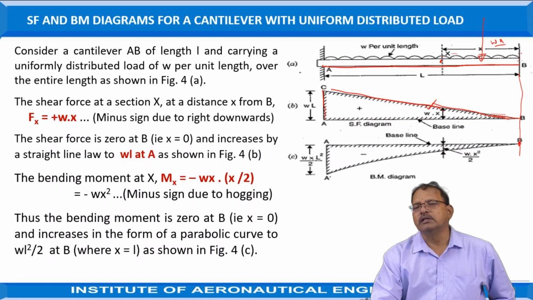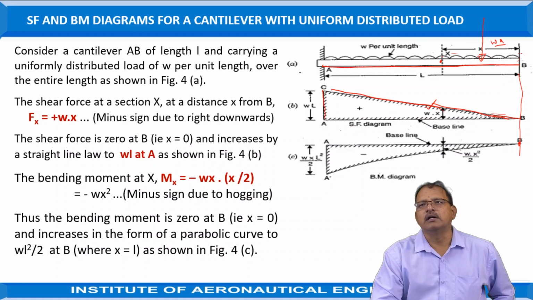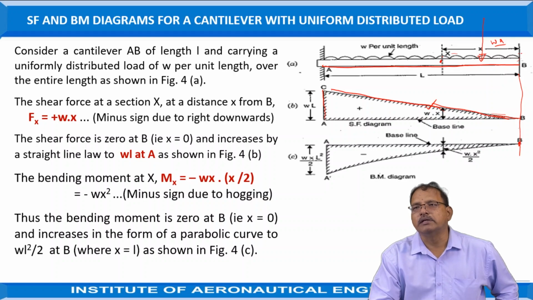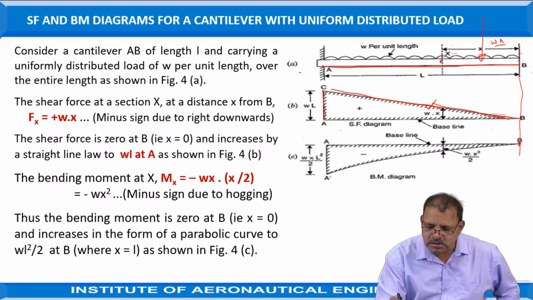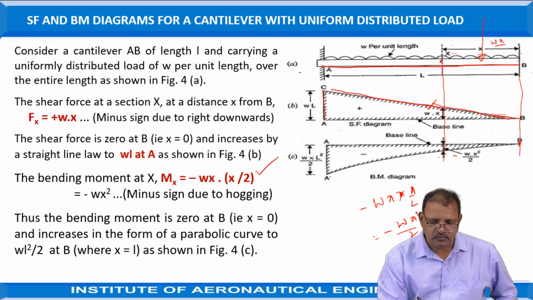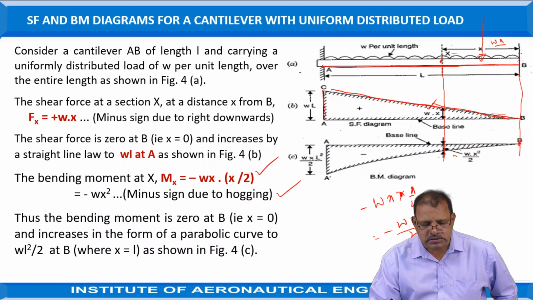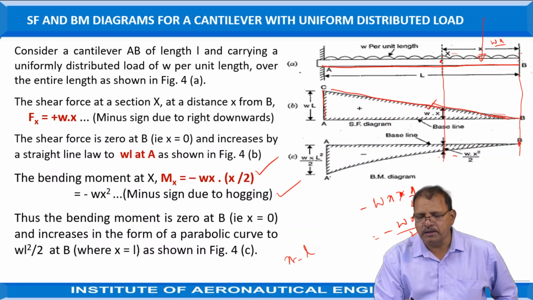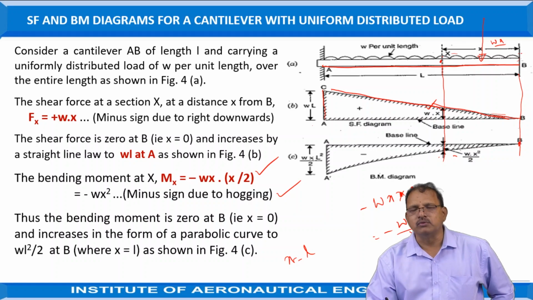But the effect is convexity at the top, a hogging effect. Hence the bending moment is treated as negative. That means at a distance of x, the bending moment is equal to minus of the total force w into x acting at x by 2, or in other words, minus w x square by 2. When x is equal to L, that means the bending moment at A is given by minus w L square by 2.